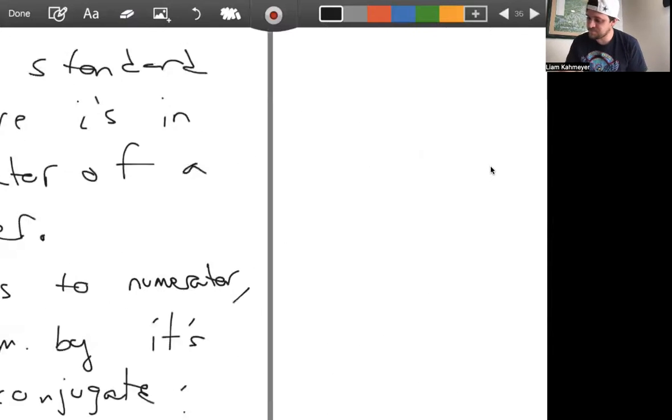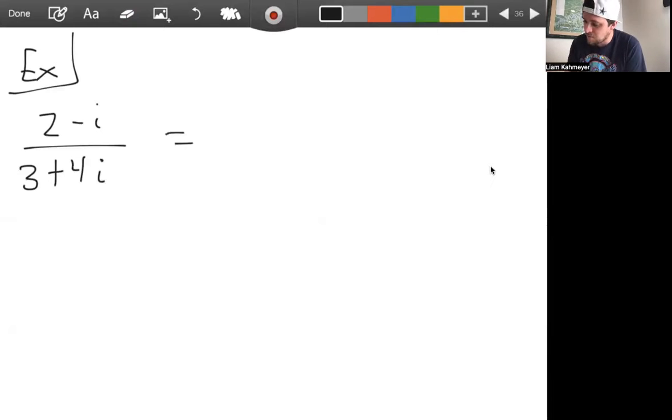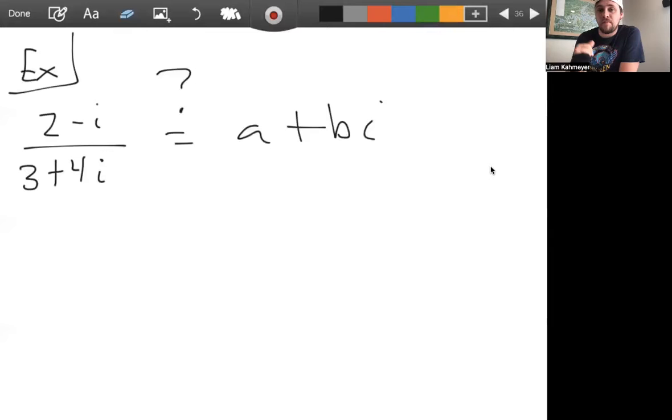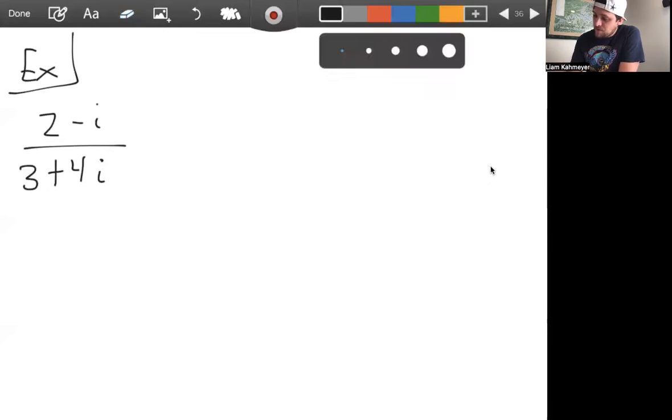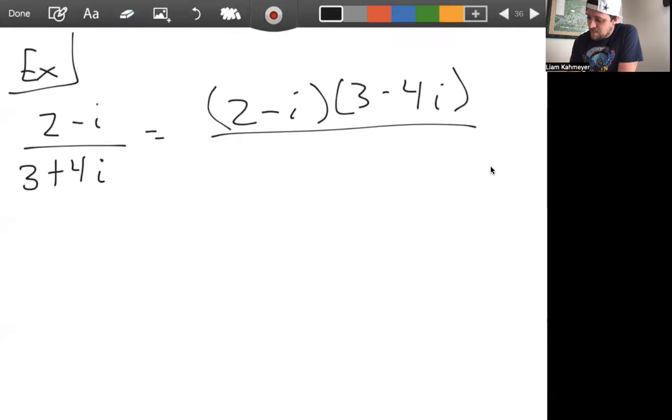Okay, so let's see what we mean. If we have, for example, and this is an example that would also show the division of two complex numbers, 2 minus I over 3 plus 4i, and we want to simplify this to a number of the form a plus bi. How do we do that? Because that's how complex numbers are written, as a plus bi. So how do we figure out the division of two complex numbers in this form? Well, what we do is we always multiply the top and bottom by the conjugate of the denominator. So in this case, that's 3 minus 4i.